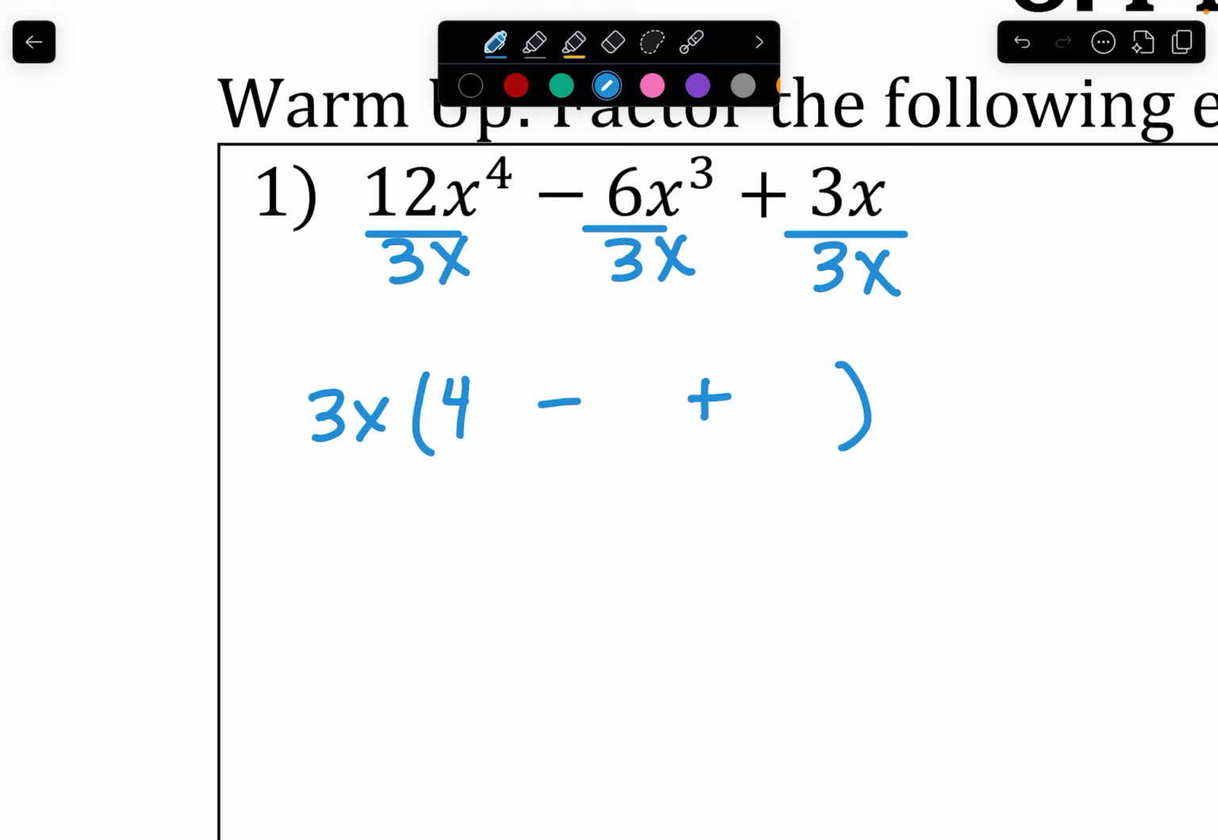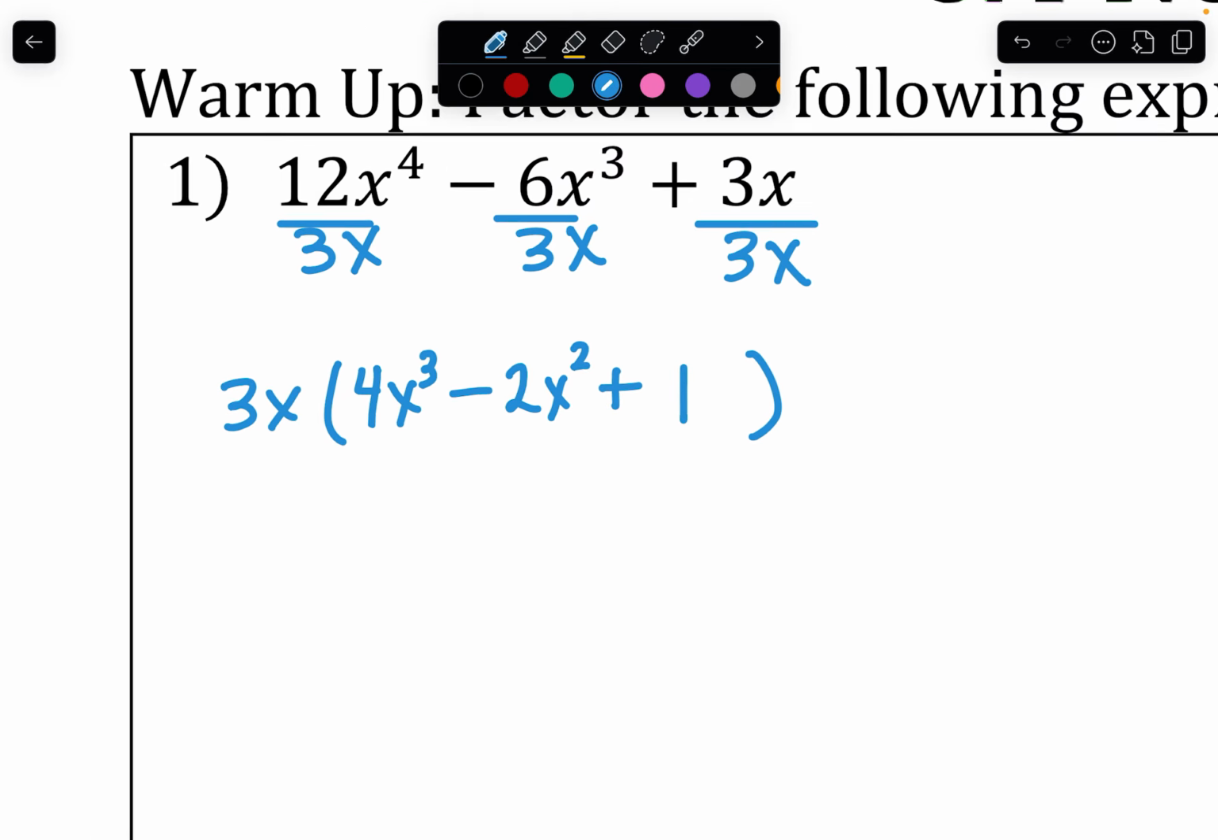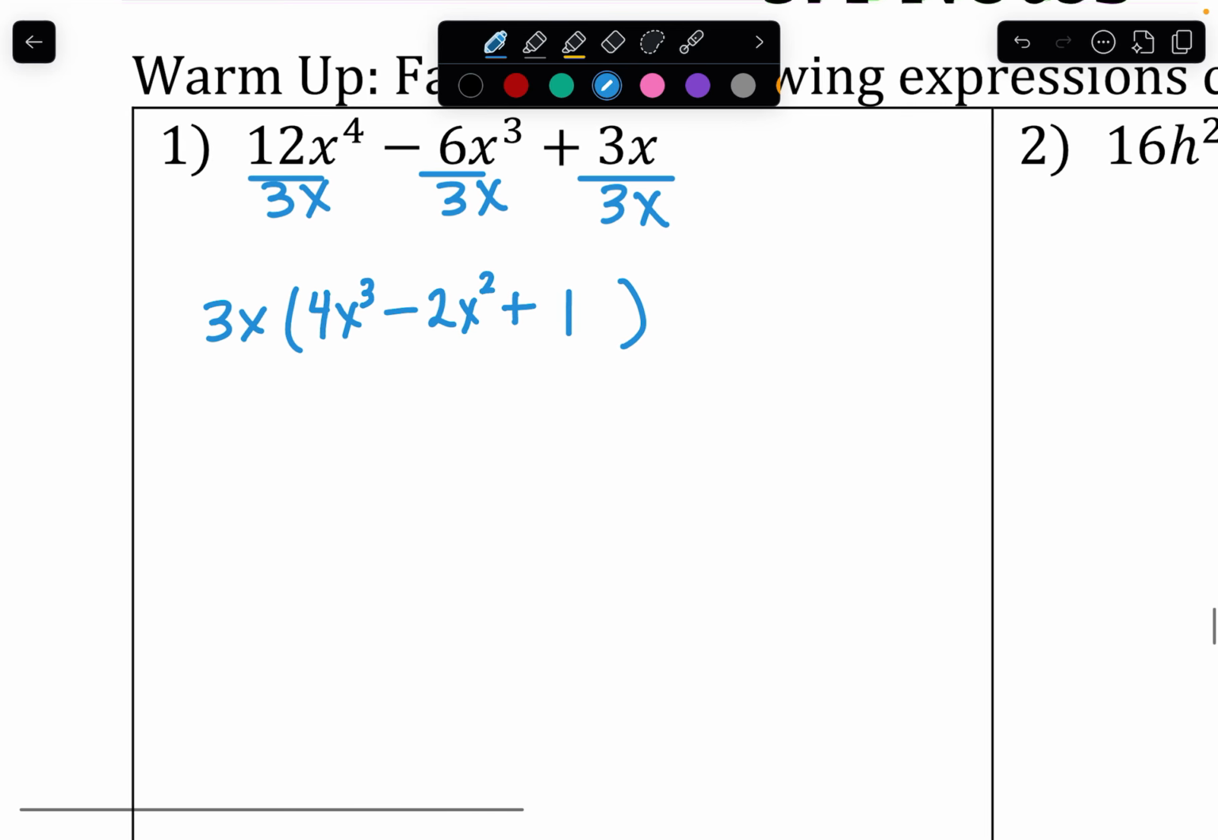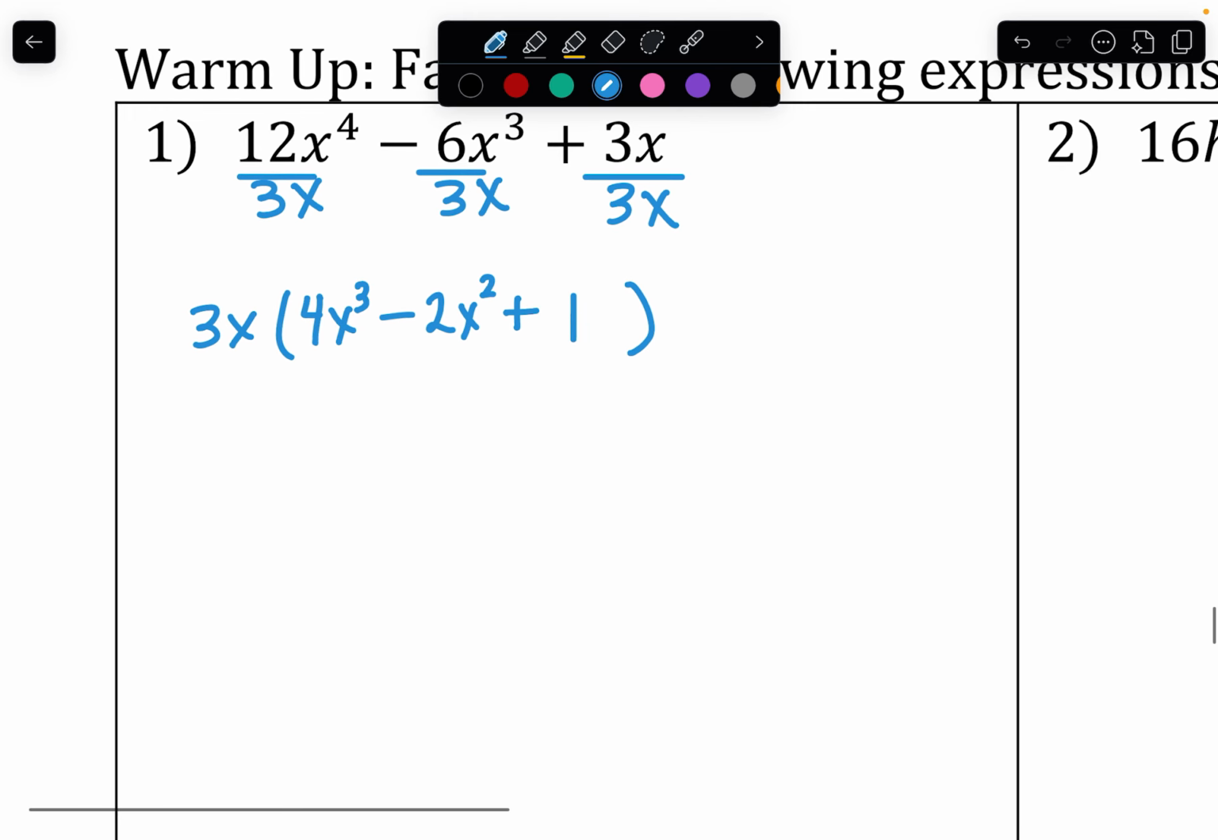So that would be 4x to the third, 2x squared, and then just a 1. 3x divided by 3x leaves us with 1, not 0. So make sure you have 1 as a placeholder. And that is the most we can do for factoring. If you want to check your work, you could distribute 3x back into the set of parentheses and make sure you get the original polynomial back.